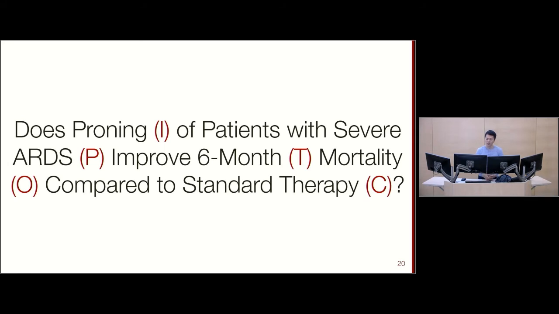So here are the answers. The intervention is proning. The population is patients with severe ARDS. The time period is over 6 months. The outcome is mortality. And the comparison is standard therapy. Do you see how now what we're investigating is going to be much clearer than it was before? And keep in mind, in this scenario, we had all the PICOT variables, but that doesn't necessarily have to be the case. Depending on the type of the study, a time period, outcome, or comparison may not be necessary.